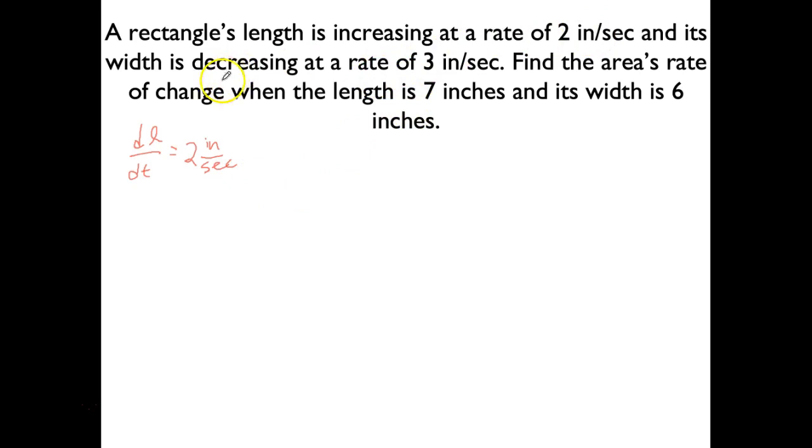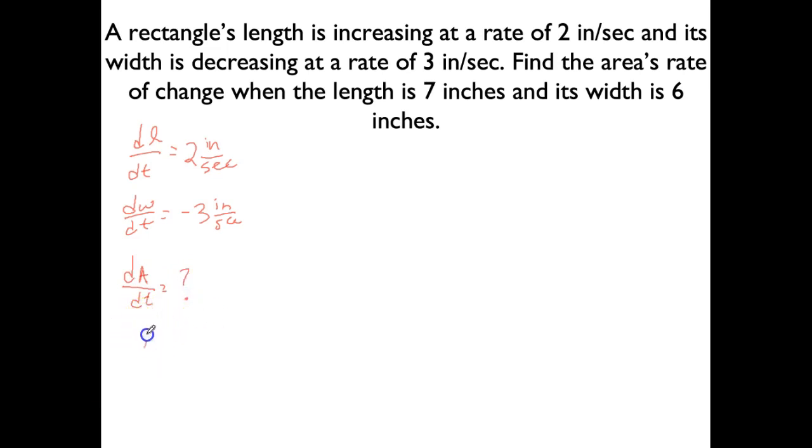Okay, and its width is decreasing at 3 inches per second. So that's going to be my change in width over change in time. Since it's decreasing, it's going to be negative 3 inches per second. Find the area's rate of change when the length is 7 and the width is 6. So we are looking for the change in area, so we're looking for dA over dt. I'll put a little question mark because that's what we're looking for.